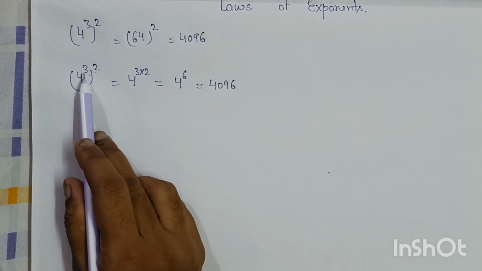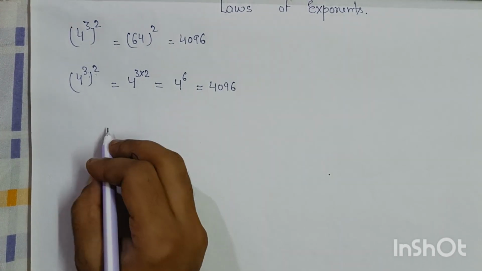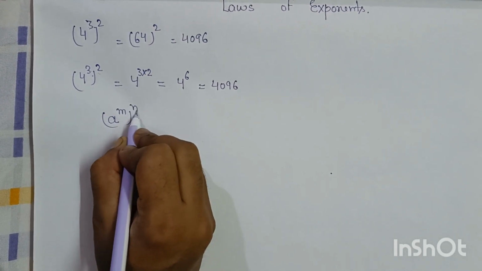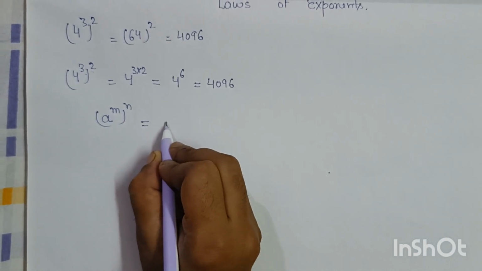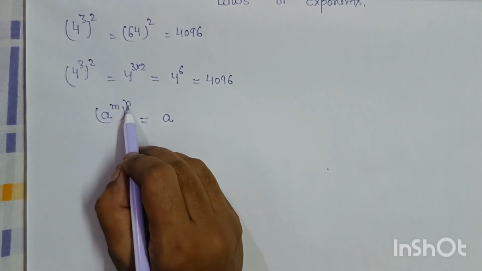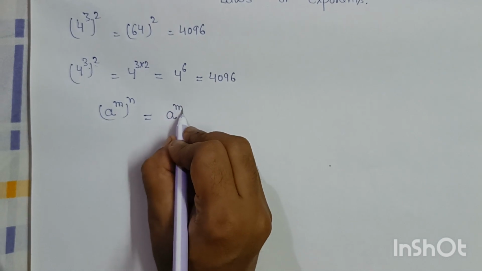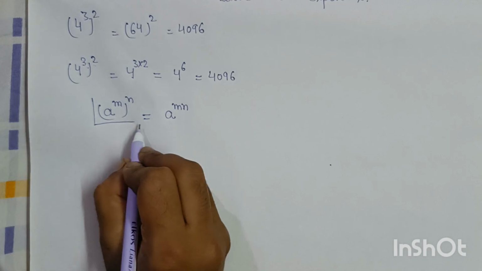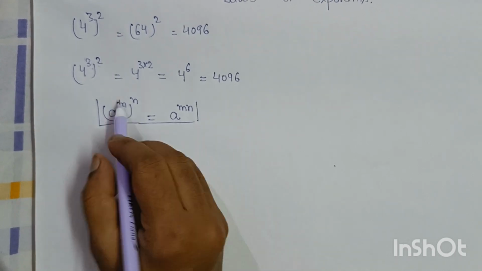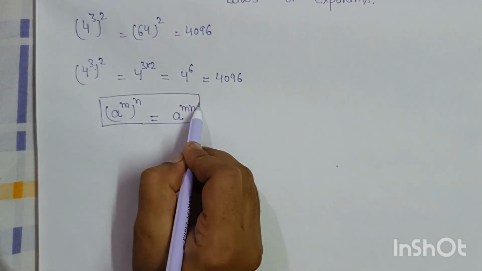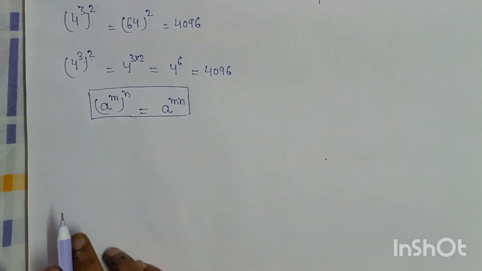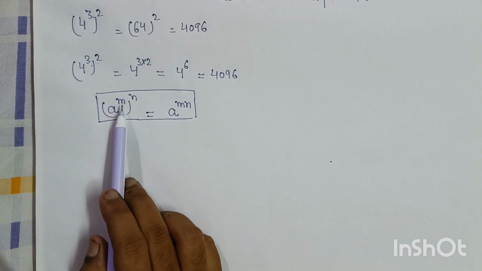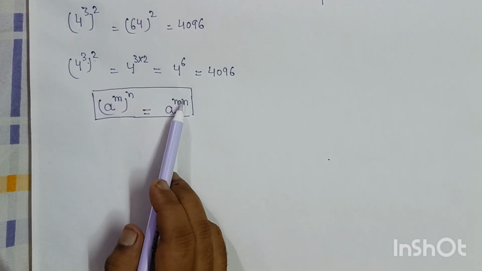So what we have seen here is that whenever we have expressions where a non-zero number has an exponent raised to another exponent, we can write them in general as a raised to the power m, raised to the power n, which equals a raised to the power m times n. These exponents will be multiplied. This is called a law of exponents, known as the power of power rule. Why are we saying this? Because whenever a non-zero number has exponents one on the other, these exponents will be multiplied with each other.